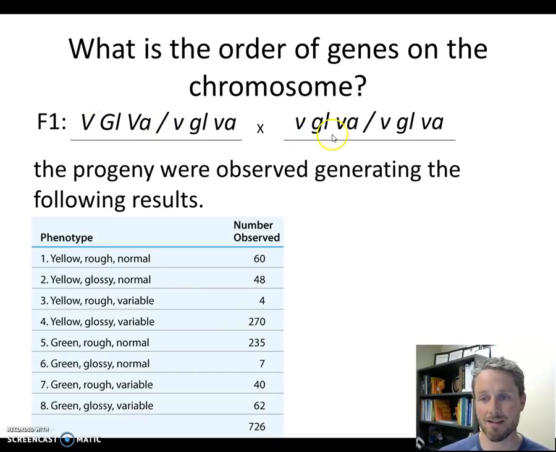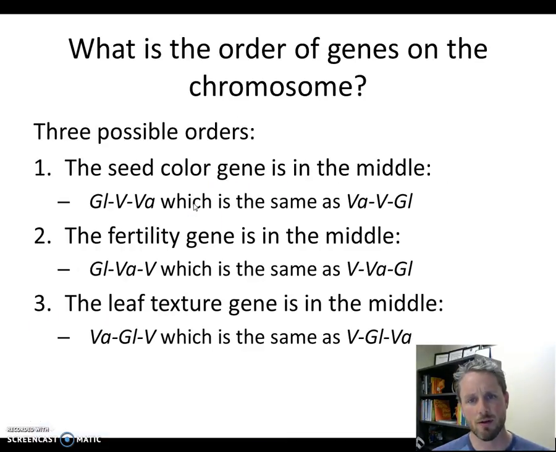And then in the other organism, again, it's homozygous recessive. So one chromosome has all recessive alleles, as does the other chromosome. All right, so what's the order of these genes on the chromosome? So there are three possible orders. One possible order is that the seed color gene, the V gene, is in the middle. And we could represent that in this way.